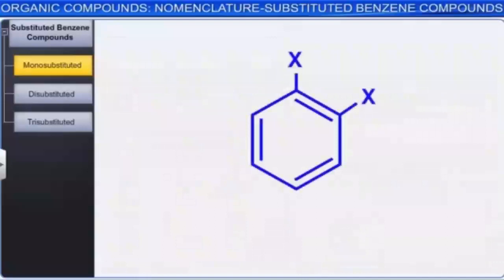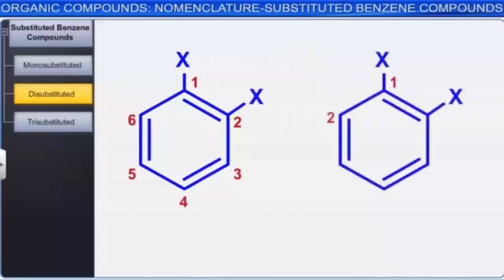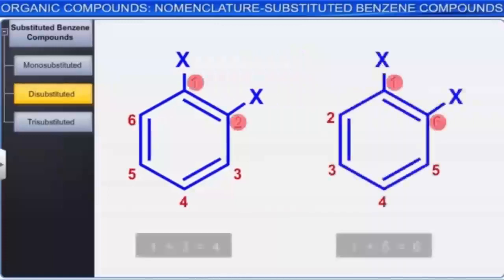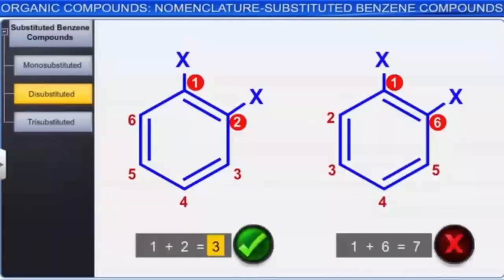Now let us discuss the nomenclature of benzene that has more than one substituent. If more than one substituent is present, then the positions of the substituents are indicated by numbering the carbon atoms of the ring. The numbering is done in such a way that the sum of the locants is the least. This means that the substituents should be located at the lowest numbers possible.